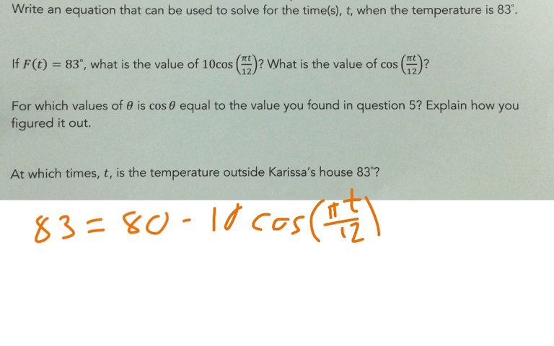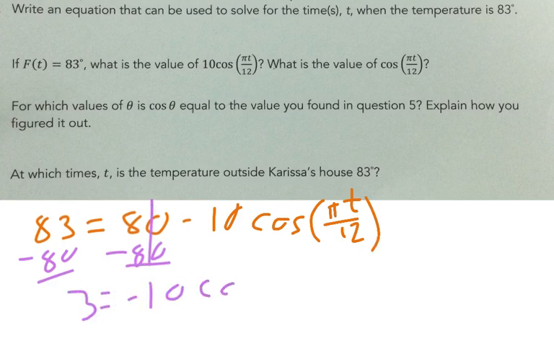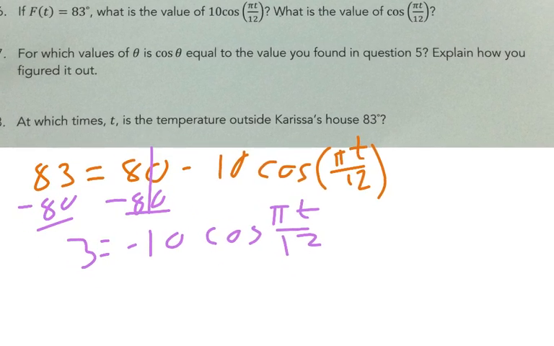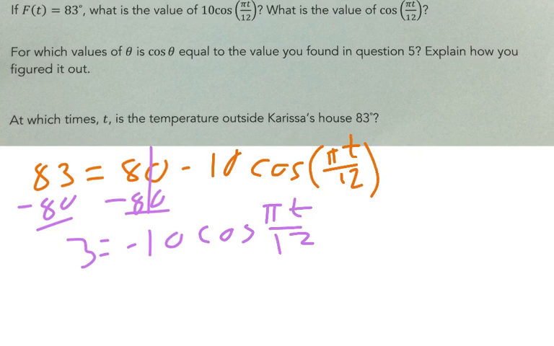So what I could do is, why is this trig function not by itself? Well, because it's being multiplied by negative 10, and we're adding 80. Right, this is a positive 80. So I would start by subtracting 80. So 3 equals negative 10. Then I would divide by negative 10.